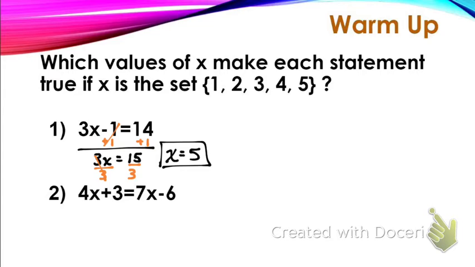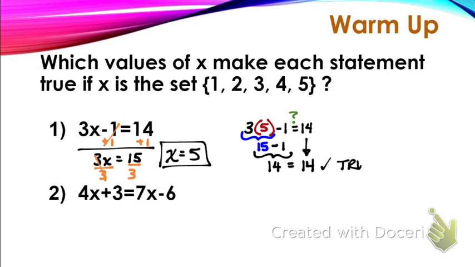The other way you could have gone about solving number 1, and the way you can check your work, is to substitute that value in the place for x and make sure that that gives you a true mathematical statement back. So in this case, we'd be wanting to know, does that actually equal 14? 3 times 5 gives me what? 15. So 15 minus 1, I get 14. On the other side, I had 14 all along. This is a true statement. So I know that that is the value that works.